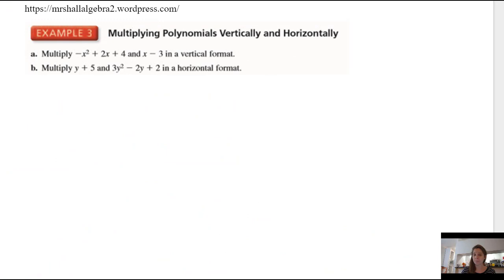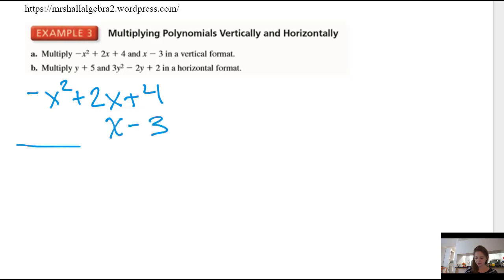Now we're on to multiplying polynomials, and again we're going to look at vertical and horizontal format. So vertical, we stack them up on top of each other. We're multiplying, so I'll put negative x squared plus 2x plus 4 on top. Underneath, and with multiplying, you do not need to line up like terms, we put x minus 3. They end up being lined up right now, but they don't need to be. And we're going to multiply like you learned multiplication in elementary school.